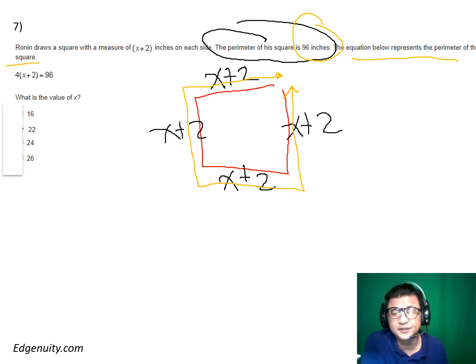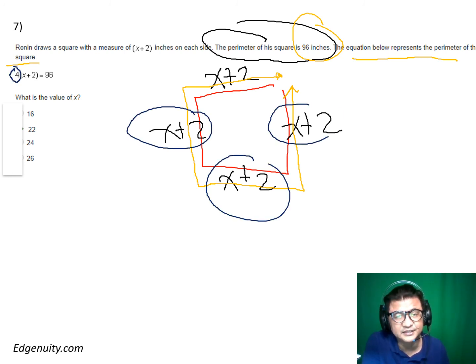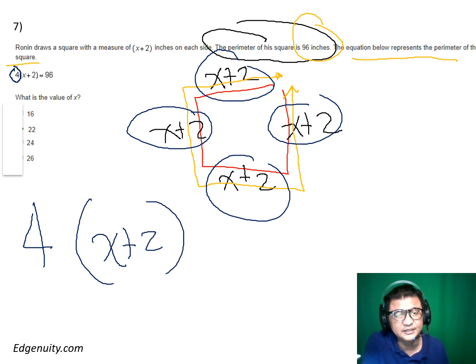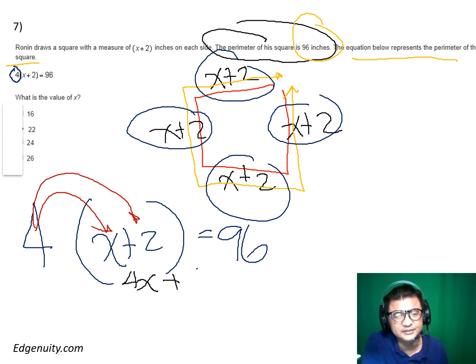Look, they don't want to do addition. They just did multiplication. What did they do? 4 times. Where did they get 4? 4 because there are 4 sets of x plus 2. So let's write it down. 4 sets of x plus 2. And guess what? The answer is 96. Right? So let's do our distributive property with that equation. That becomes what? 4 times x is 4x. 4 times 2 is 8 equals 96.